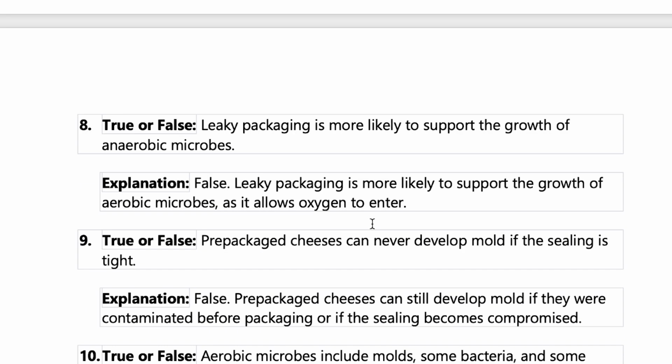Number eight, leaky packaging is more likely to support the growth of anaerobic microbes. Leaky means that it's open and oxygen will go into the food, so it's not anaerobic, it's aerobic. Leaky packaging supports aerobic growth because it allows oxygen to enter.